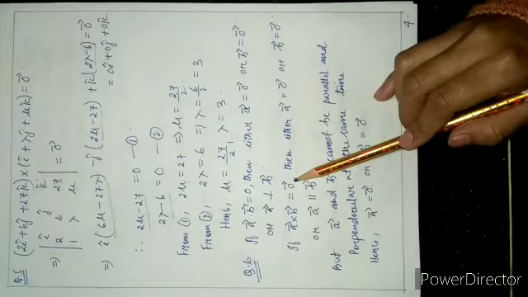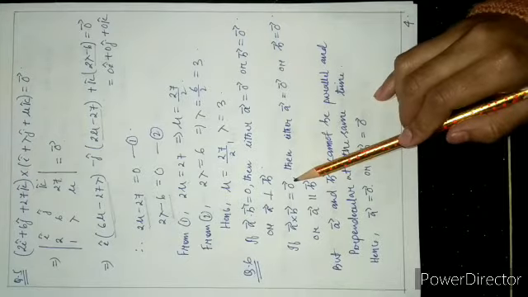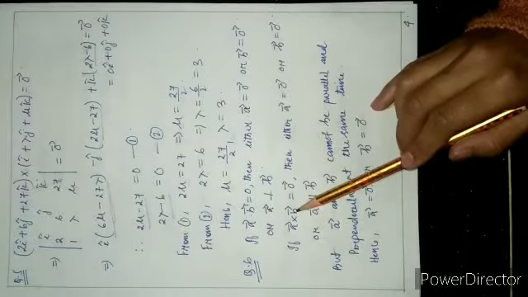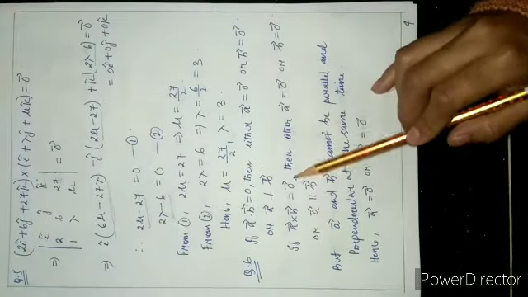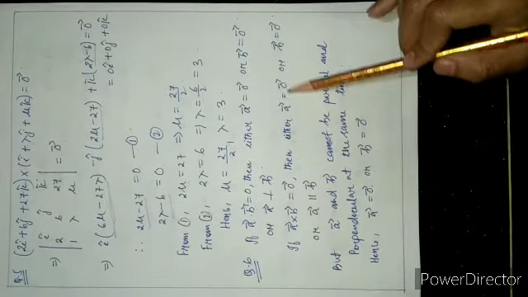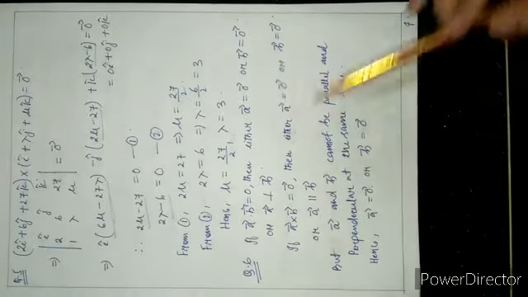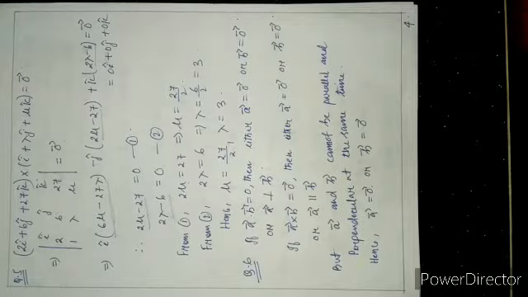If a vector cross b vector is equal to 0 vector, then either a vector equals 0 or b vector equals 0 or a vector is parallel to b vector.